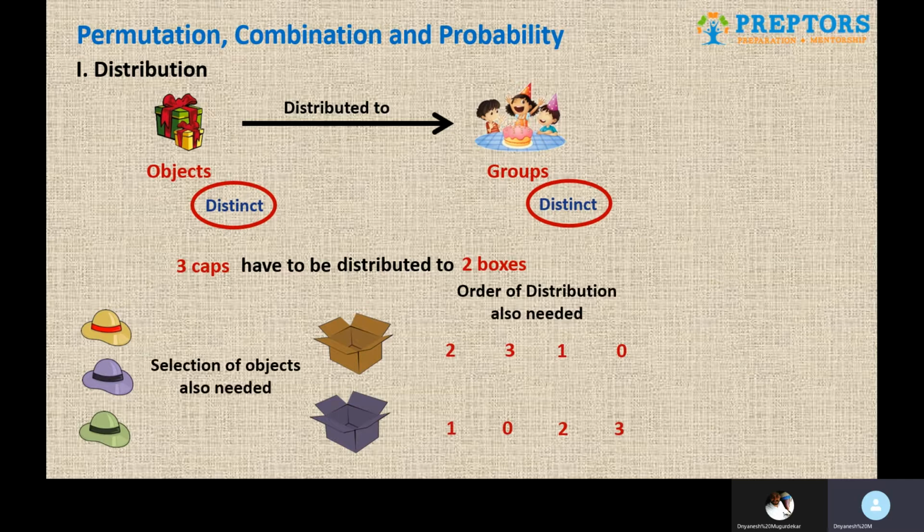And we had already done those patterns 2 1, 3 0, 1 2, 0 3 for the boxes part, but now the selection of objects is also critical. So brown box gets 2, 3C2, purple box gets 1, 1C1. Second scenario, brown box gets 3, 3C3, purple box gets 0, one way of happening.